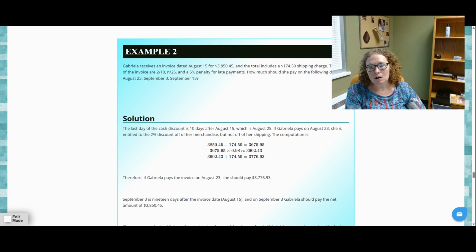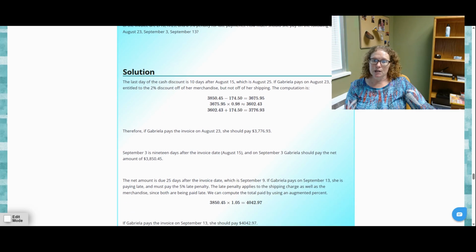So if she paid by August 23rd, she would pay $37.76.93. September 3rd is 19 days. And then you would just figure that out based on the 19 days.